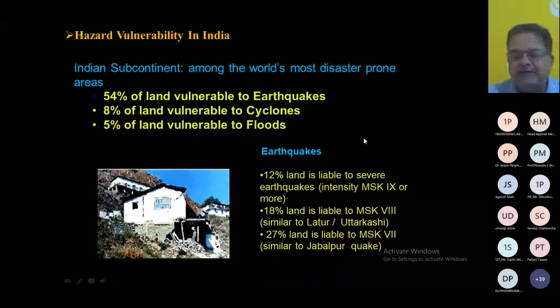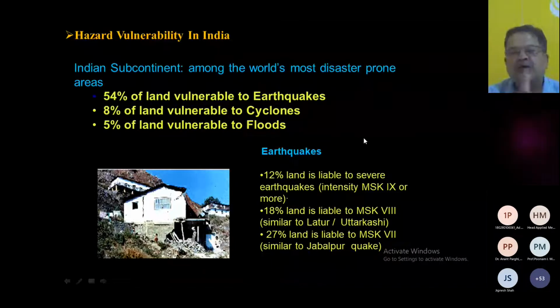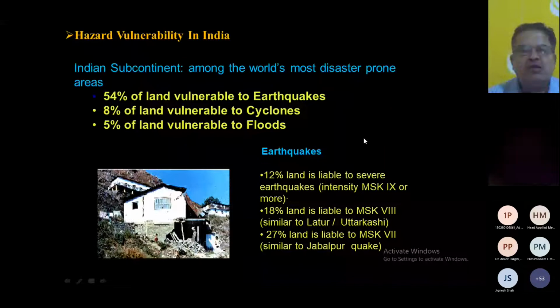Jabalpur is also in zone 3. Latur or Uttarkashi are in zone 4. And when we talk about some parts of the north, like Srinagar, and some parts of the northeast region, Meghalaya, Manipur, Sikkim, and even Kutch, they come under zone 5. So this is the hazard vulnerability of India.